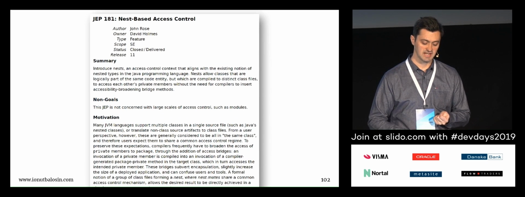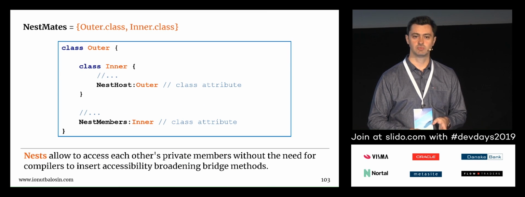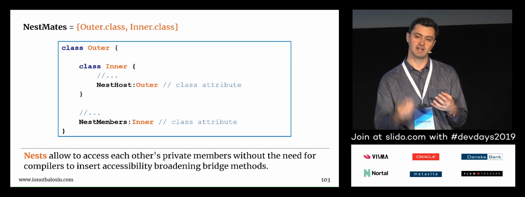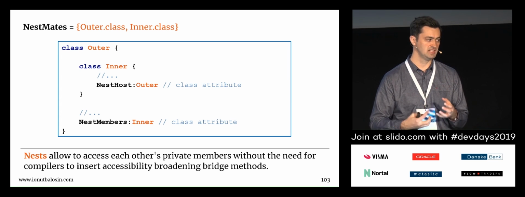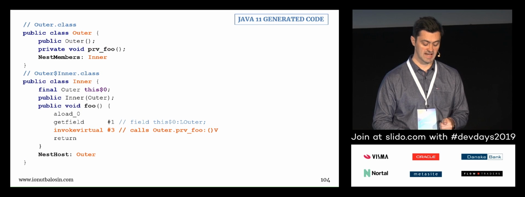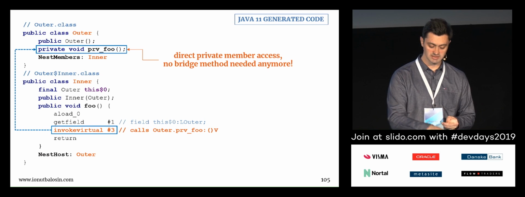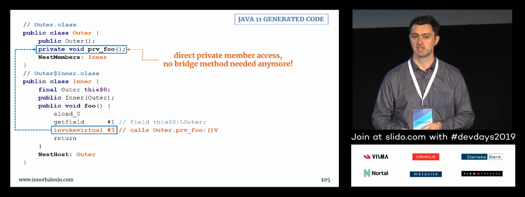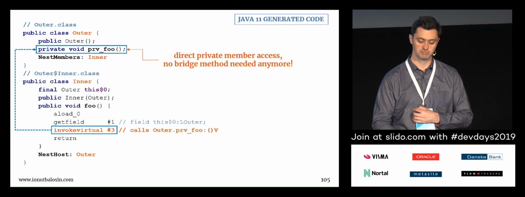And what they decided to do is to remove this mechanism, and they added the concept of nests. What is a nest? A nest is actually an entity which has access to another entity, even if that entity has some private stuff in it, without it being necessary to add these bridge methods. And how it looks like, you can see this is the generated version of it. You can see in this case, the inner method calls the private method directly, which belongs to another class, without it being necessary to generate the access class anymore. So no bridge method anymore.